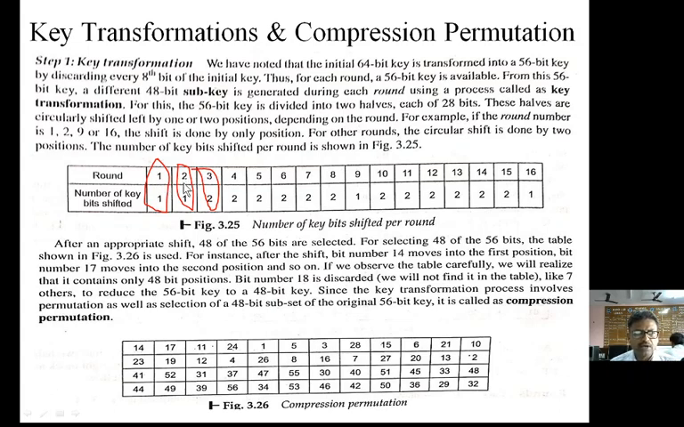For the second round, again we shift the bits and then apply the compression table to get K2. Again for round number 3, we shift 2 bits. It has to be considered that the shifting is done on 28 bits each, as a circular shift, and after shifting we apply the compression permutation to get the 48-bit key. So this is how, for the 16 rounds, the 16 subkeys of size 48 bits are generated.